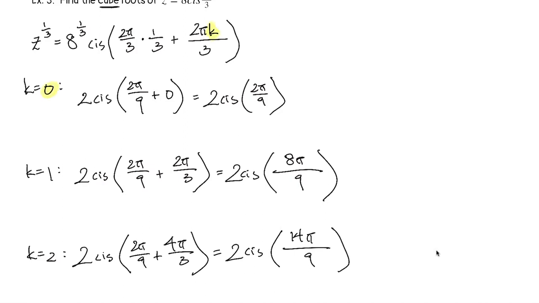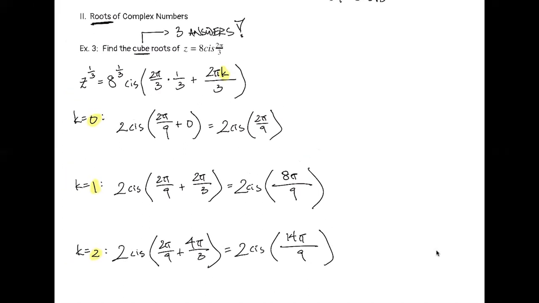Okay, so you got to plug in all those k values right here. You've got a 0, you've got a 1, and you've got a 2. Now, because I'm starting at 0, I don't need to plug in k equals 3, because that would give me 4 answers, and I only want 3 answers. Okay, if it said the 4th root, I would plug in k equals 0, 1, 2, and 3.